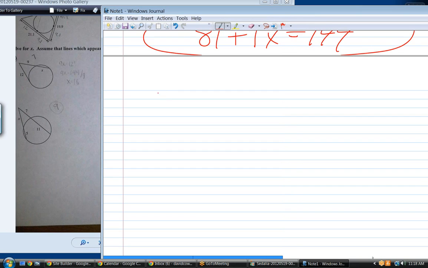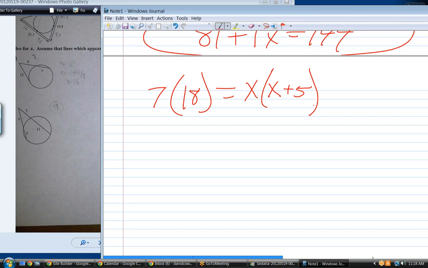So 7 times 18 is equal to x, and then in parentheses, x plus 5. I think the secret of a lot of math is establishing a pattern and always staying with it. So if I'm going to use the theorem that says this piece times the whole thing, I'm going to write 7 times 18 is equal to this piece, x, times the whole thing, x plus 5.